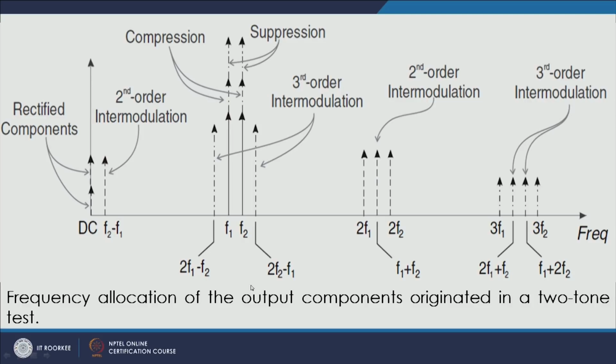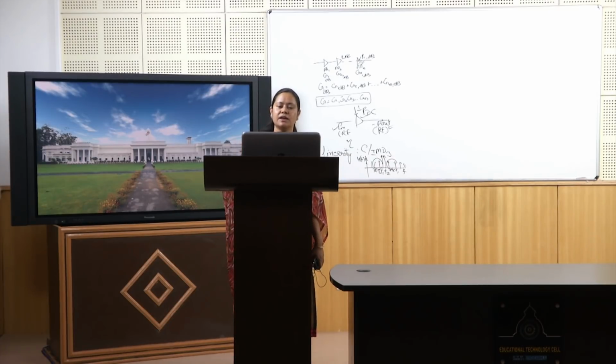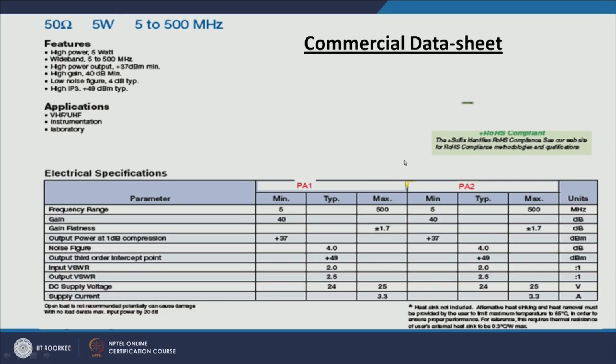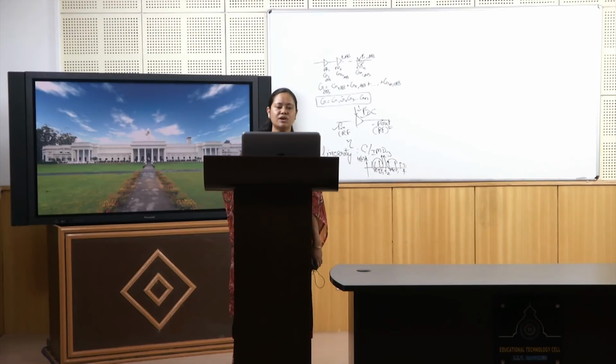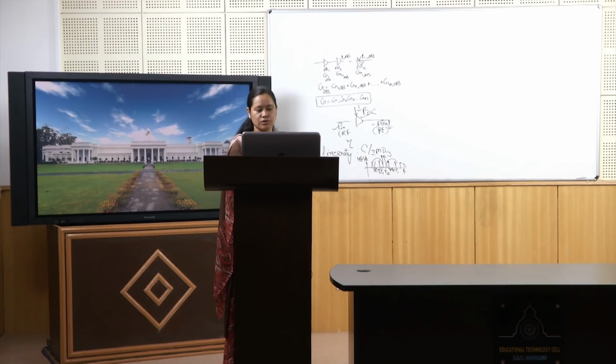Now, we will see how we can select our device to actually achieve a particular parameter according to our requirement. So, let us again take our example commercial data sheet, for which we had done the exercise of reading all the specifications of the power amplifier. Let us say this is the only device available to us, and by using this particular power amplifier we want to achieve a particular set of requirements. So, let us have the problem statement in front of us.